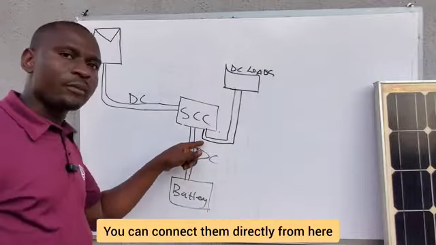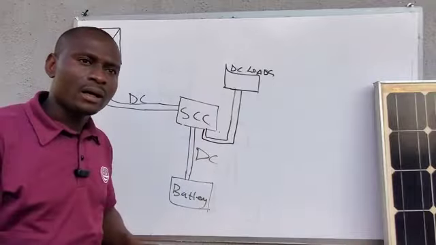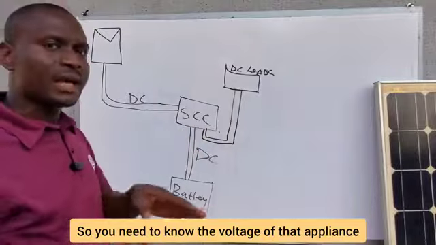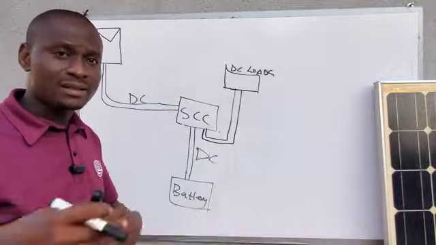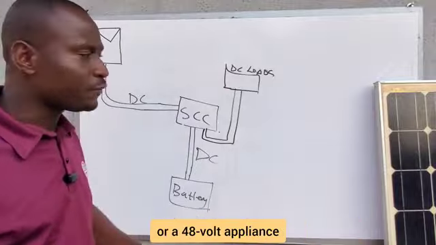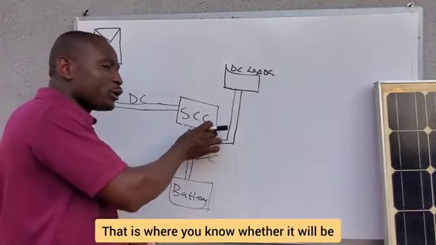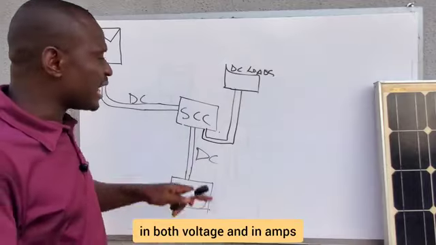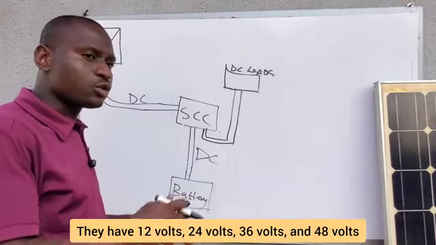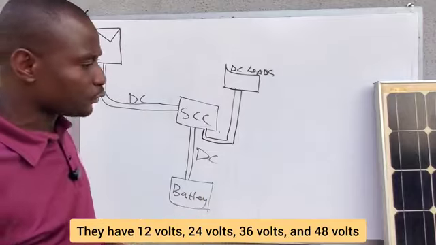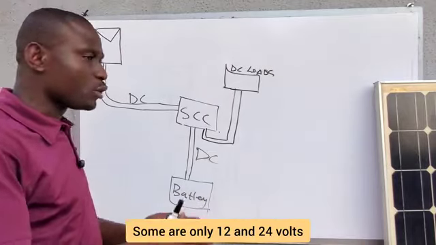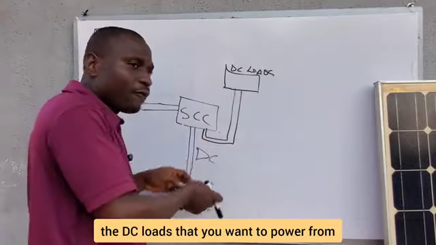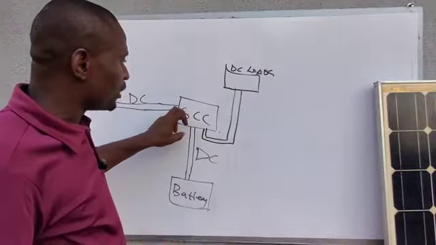You can connect them directly from here, but all of them have a reference voltage, either 12 volt or 24 volt. So you need to know the voltage of that appliance, whether the DC appliance is a 12 volt appliance, a 6 volt appliance, is a 24 volt or a 48 volt appliance. That is where you know whether it will be compatible with the charge controller you have, because the charge controllers are also rated in both voltage and in amps. We have some that are automatic. They have 12 volts, 24 volts, 36 volts, and 48 volts. Some are only 12 volts. Some are only 12 and 24 volts. So you need to know if the DC loads that you want to power from the charge controller will be compatible with the charge controllers.